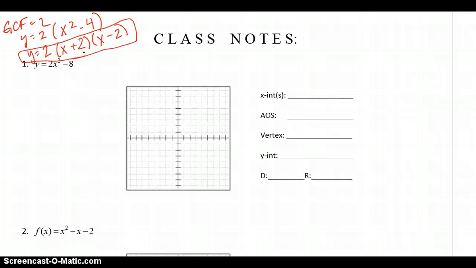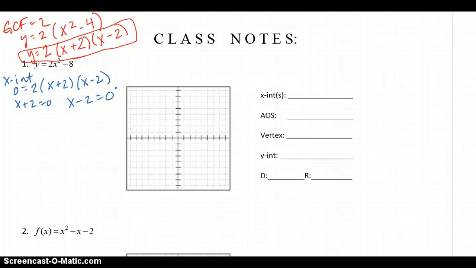So this is the one that we're going to use for the rest of our steps in order to graph it. We've just rewritten the equation in another way. We've factored it. So our next step, number 2, is to find the x-intercepts. Okay? We said to find the x-intercepts, we plug in 0 for y. So we'll have y, our 0, equals 2 times x plus 2 times x minus 2. And to solve for x, we set each piece that has an x in it equal to 0. So we'll have x plus 2 equals 0, and x minus 2 equals 0.